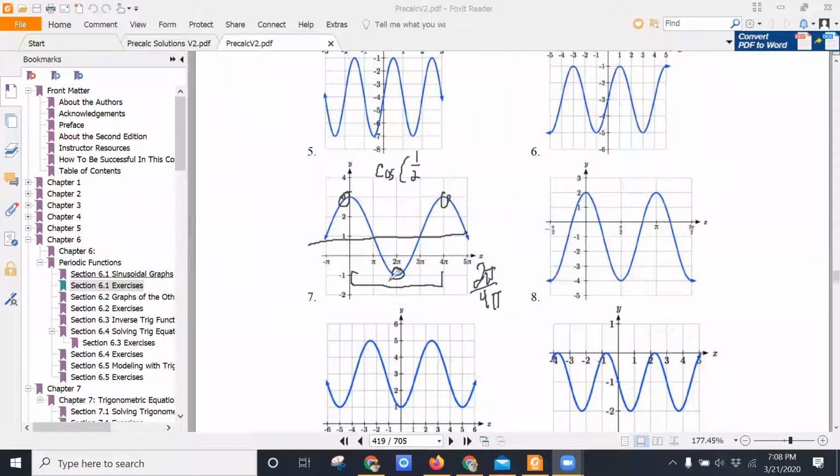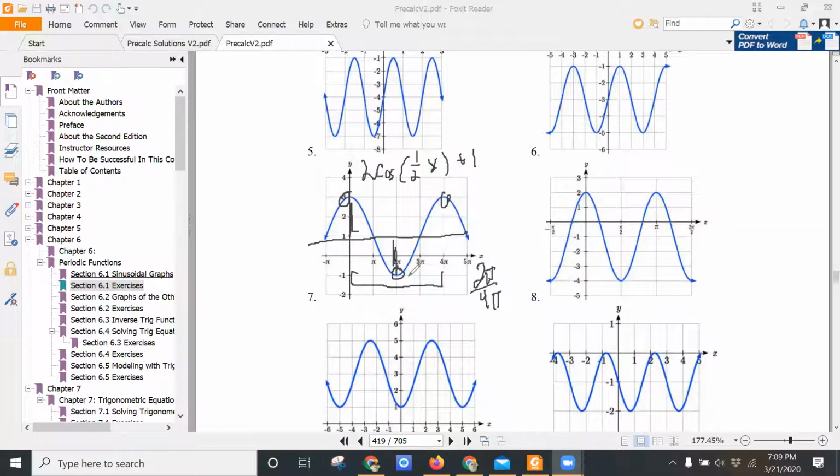And if we're going to go with this point, well, let's do the one that's the easiest. This is no phase shift, so I'm just going to put an x. It has an amplitude of 2. There's 2 above the midline, 2 below the midline, and then it's shifted up 1, right? So that's one possible equation for this graph.